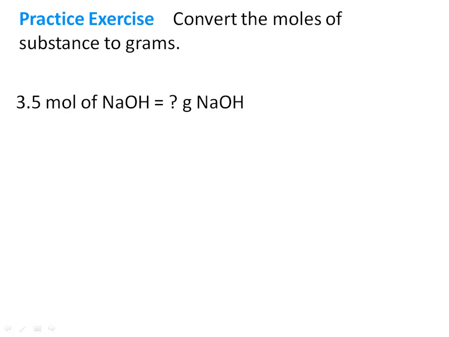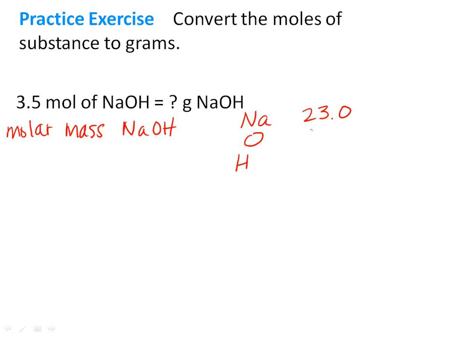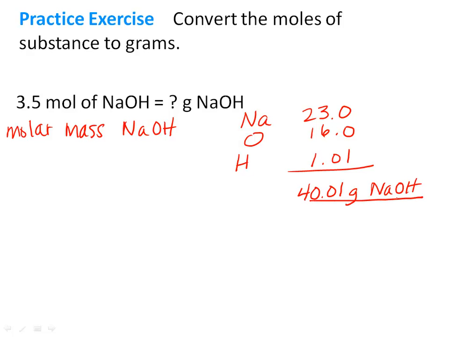The next problem says if we have 3.5 moles of sodium hydroxide, how many grams of sodium hydroxide is that? So we first find our molar mass of NaOH. So I have 1 atom of sodium, 1 atom of oxygen, 1 atom of hydrogen. Look on my periodic table. Sodium has a mass of 23.0. Oxygen has a mass of 16. Hydrogen has a mass of 1.01. We add all that together. We get 40.01 grams of NaOH over 1 mole of NaOH. This is my molar mass.